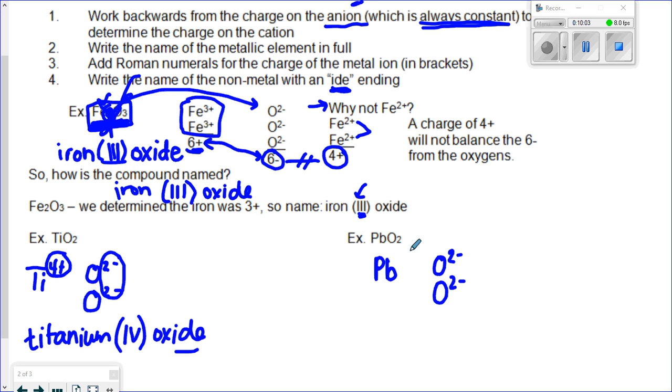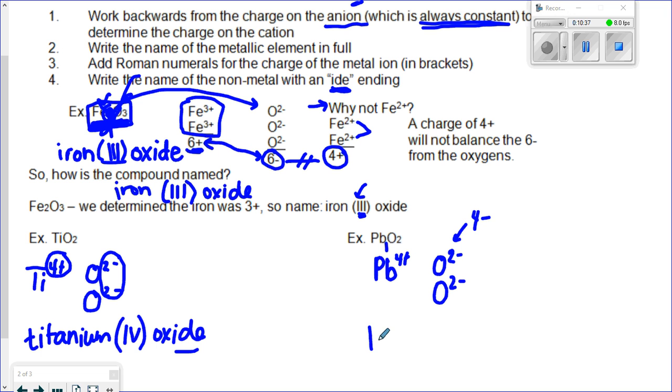So lead, if you look up lead, it can be 2 positive or 4 positive. Looking at this, our anions in total are contributing a 4 negative. We're told there's no subscript on the cation, so there's a 1, so we just have 1 lead. It needs to be 4 positive to balance out the 4 negatives that are contributed by oxygen there.